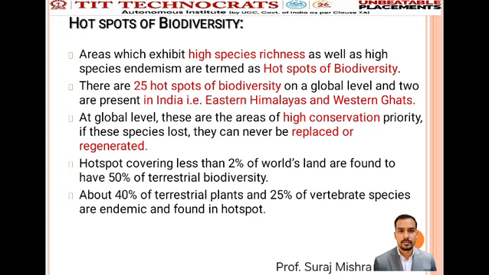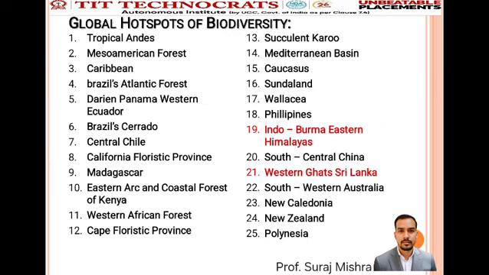Globally, there are 25 hotspots of biodiversity, out of which 2 are present in India, which are Eastern Himalayas and Western Ghats. This list shows the 25 global hotspots of biodiversity, in which two are highlighted for India, which are Eastern Himalayas and the Western Ghats.